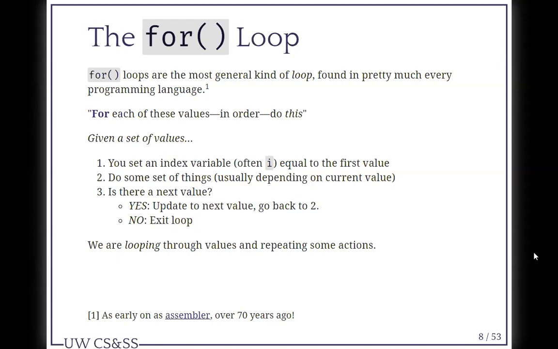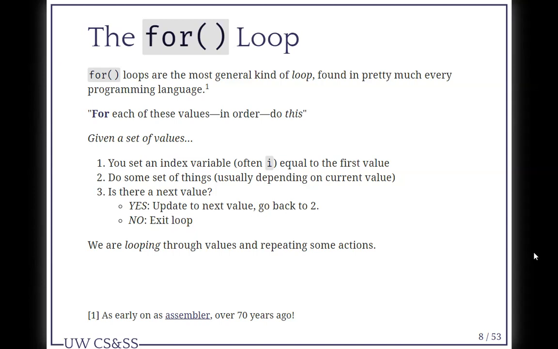So for loops function like this. For a given set of values, you set an index variable. The convention is i for index or iteration. That's equal to the first value in your loop. You do some set of things, usually depending on the current value of your index. And then the loop asks, is there a next value? If the answer is yes, you update to the next value and go back to number 2 in this list. You do some set of things, usually depending on the current value. And then the loop asks, is there a next value? And if the answer is no, you leave the loop. And that's how the code works.